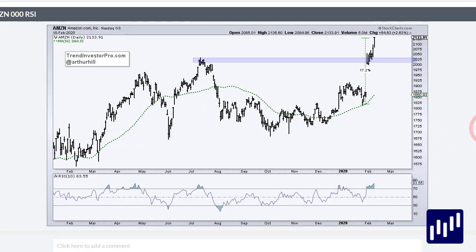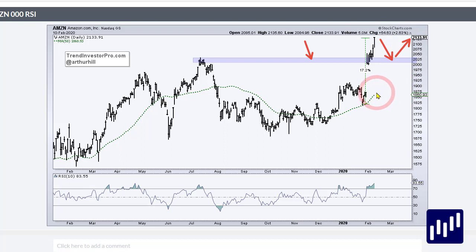So what now for Amazon? Short term, it is getting a little bit extended because you can see that it is up 17% since that low there in late January with the move from 1820 or so to 2133. So it's a big move. But a couple of things with technical analysis to keep in mind. First, that breakout zone, that resistance zone, turns into a support zone. So if we get a throwback to that 2025 area, that would be the first place to watch for support and a bounce.